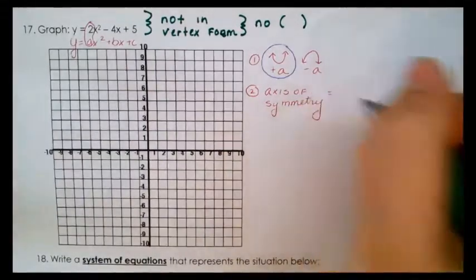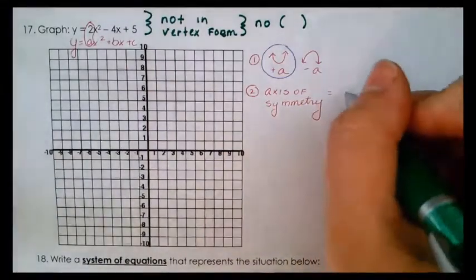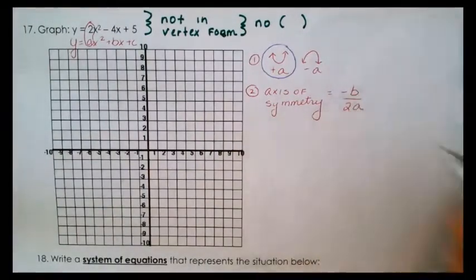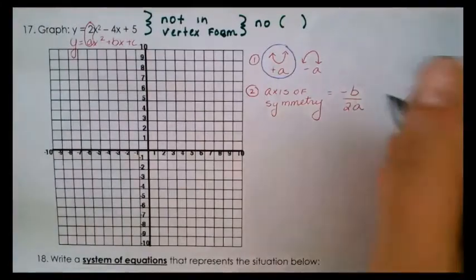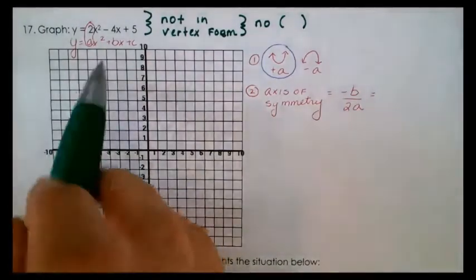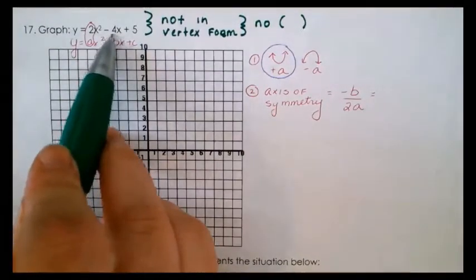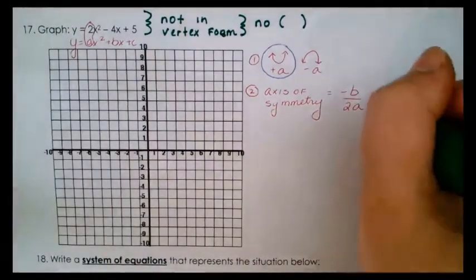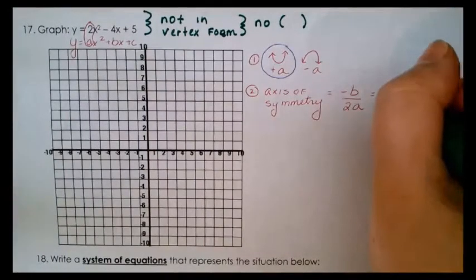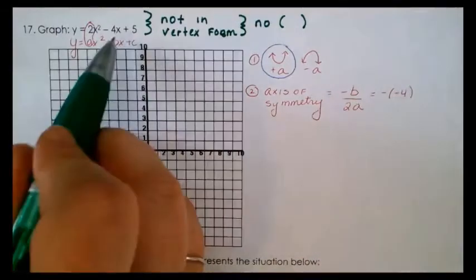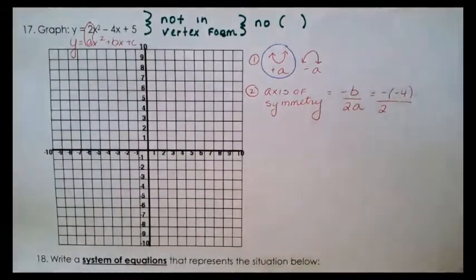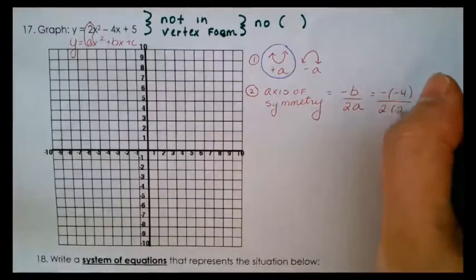Your axis of symmetry formula is negative b divided by 2a. So in this case, let's take a look at what our variables are. Negative b means you're going to take the opposite of what b is currently, which is negative 4. So I'm going to write negative, and then I'm going to put in the b value, which is negative 4. It's the number in front of x. All over 2 times a, which is 2.